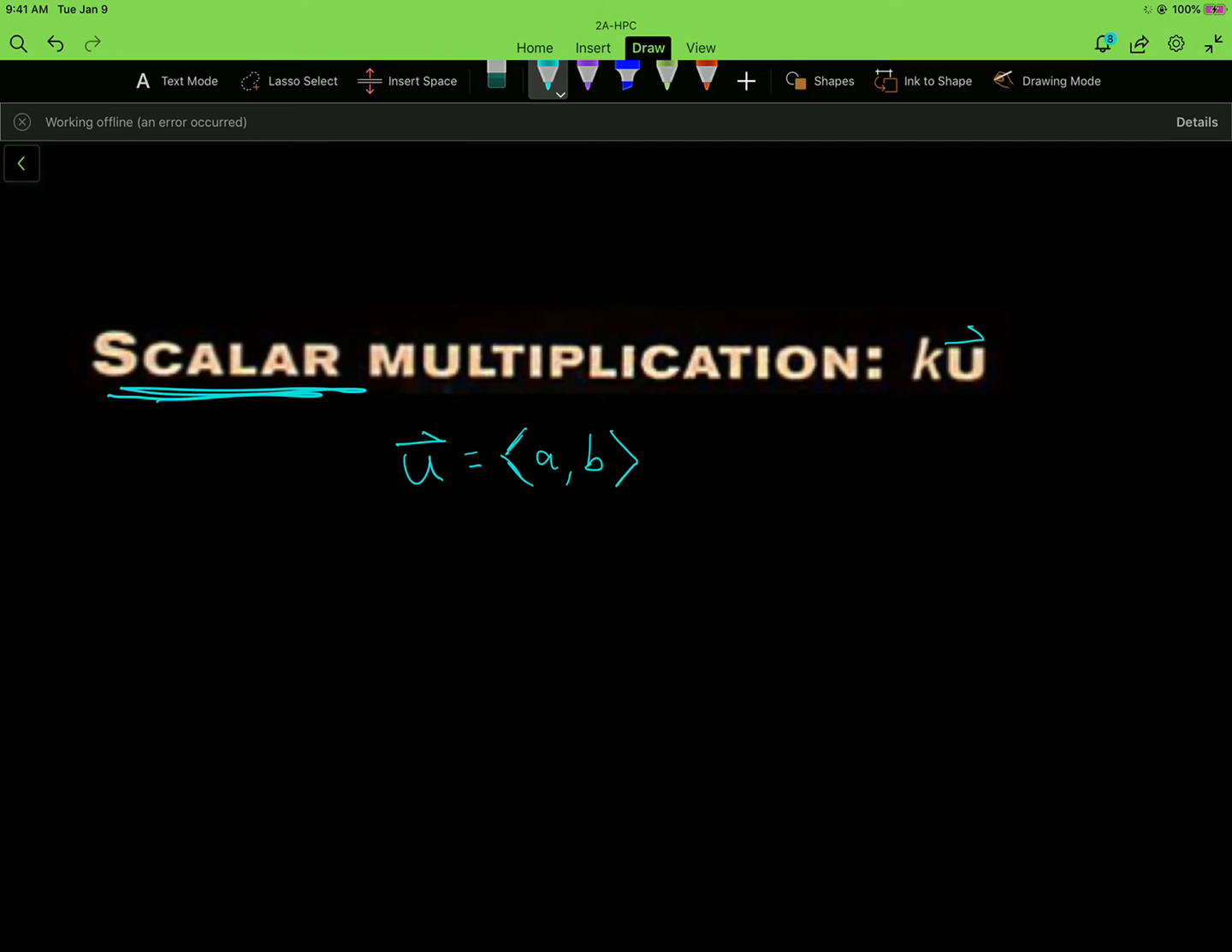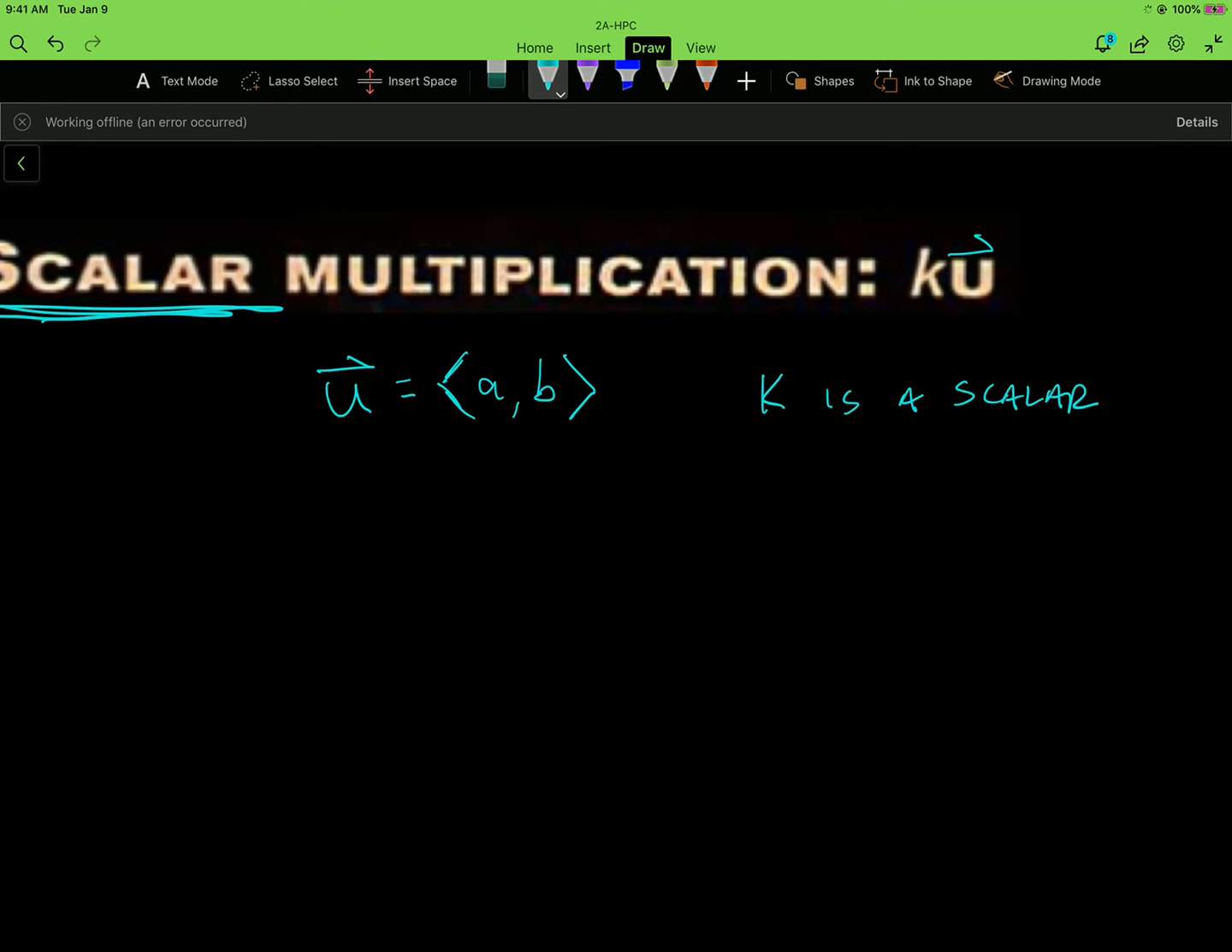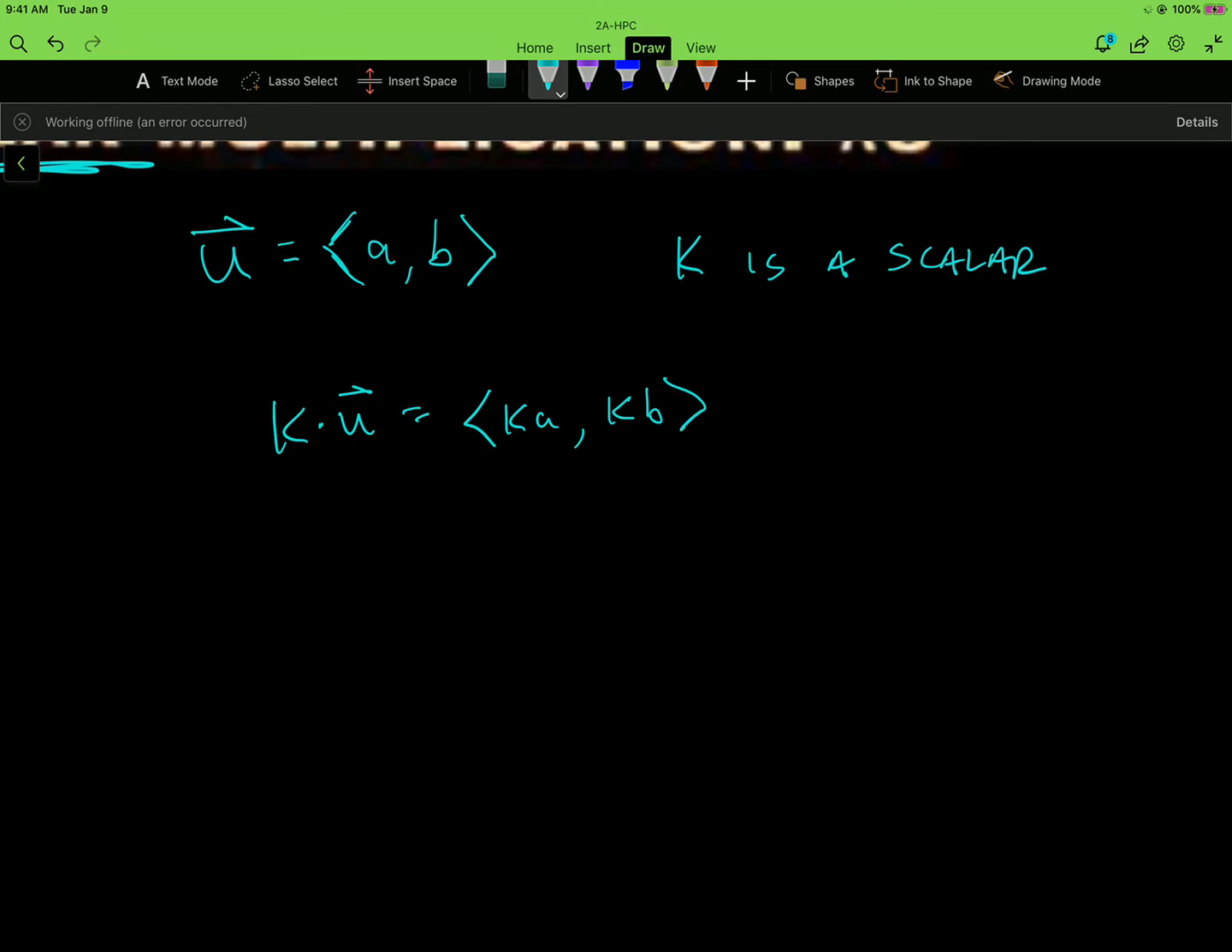So if k is a scalar, again, that just really means it's a number, then k times the vector u would be equal to k times, in vector form, k times each component. What do we think that would do to a vector geometrically, which is interesting? What do we think it might do to a vector geometrically?